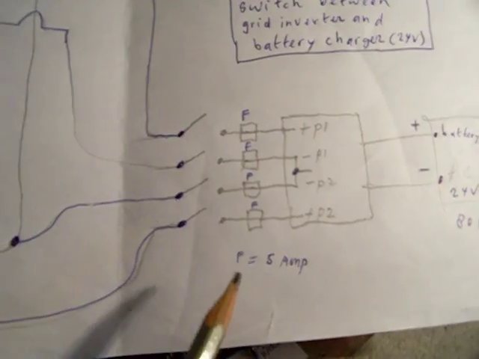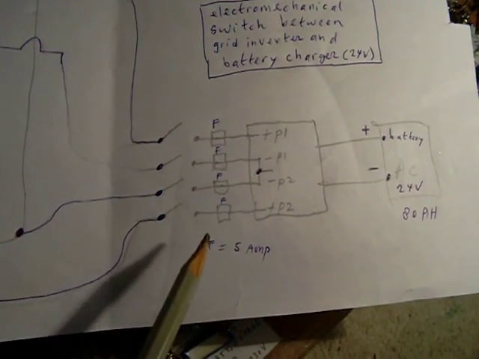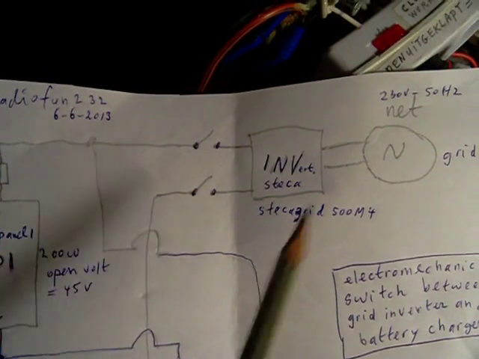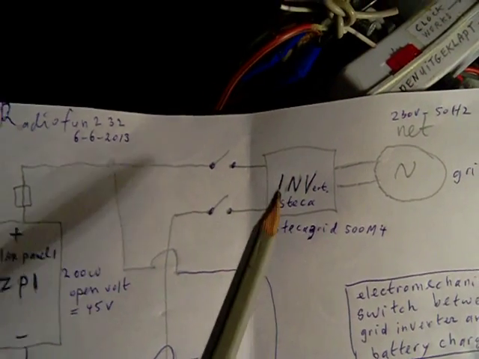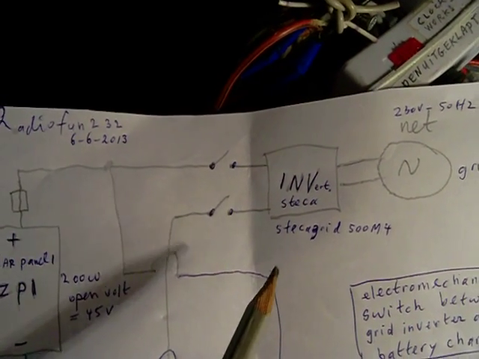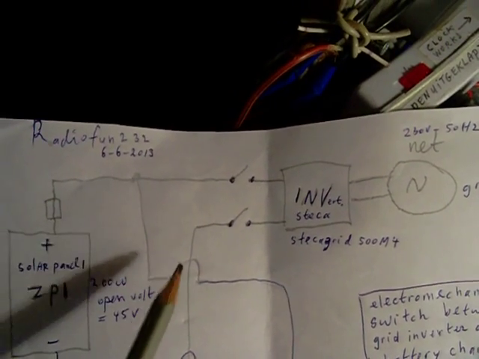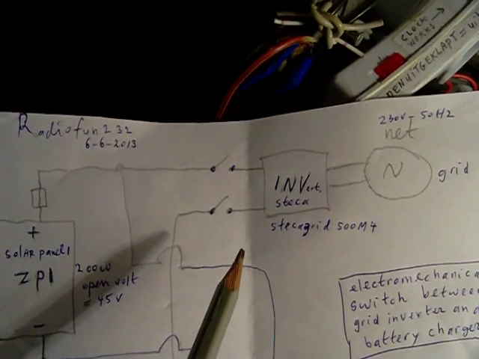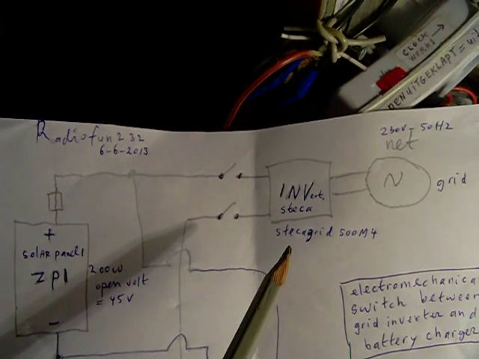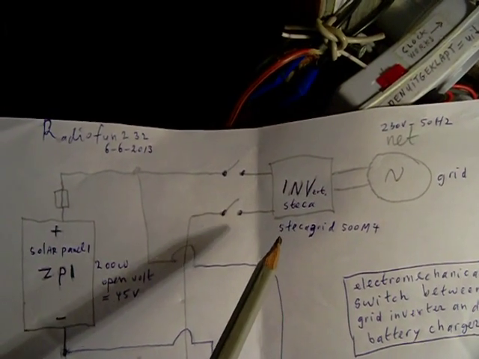So I needed a lot of switches to switch off the battery charger completely, and here also to switch off the inverter completely, because a grid inverter, in this case the Steca inverter, does not have any connection to the ground. It works as an island, in an electrical sense, and there must be no ground connection. And when there is a ground connection, the inverter switches off, or the fuse pops out, or the earth safety switch pops out.